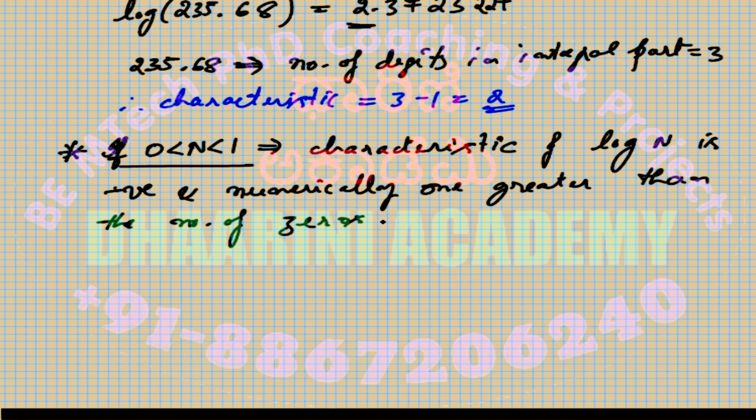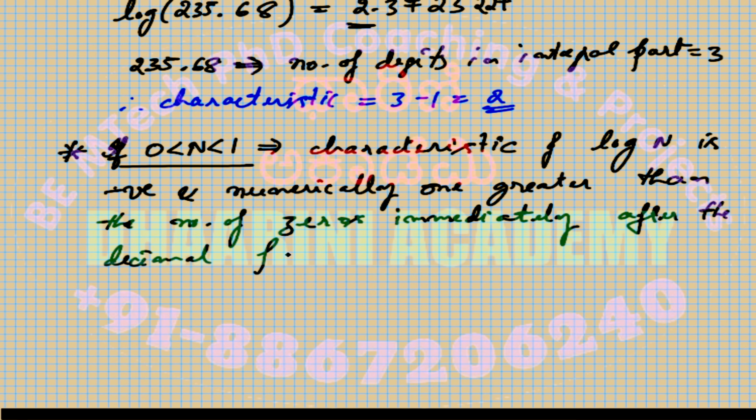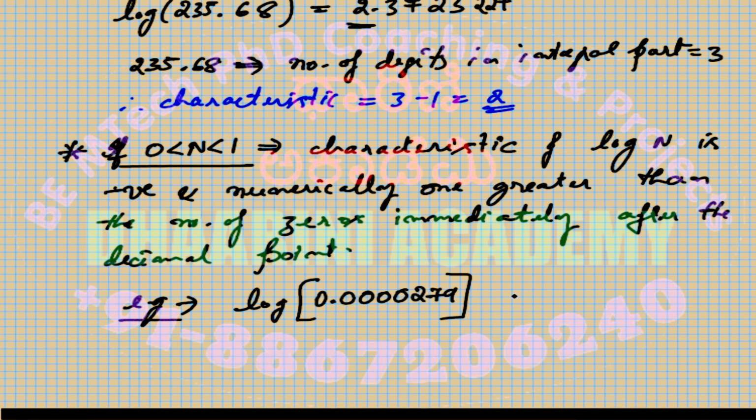Number of zeros immediately after the decimal point, right? Let us go to the example. I want to consider log of 0.0000279. So the answer I'll write.